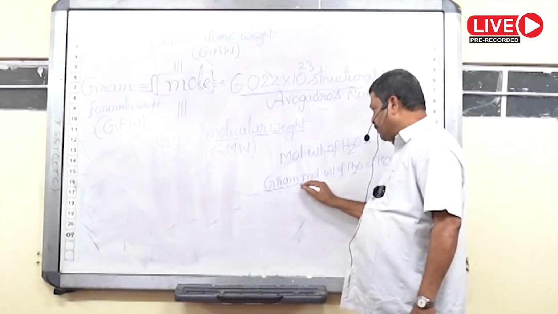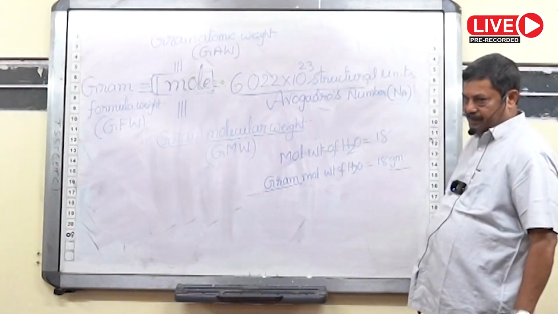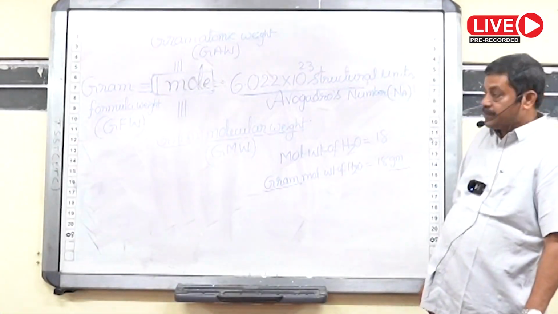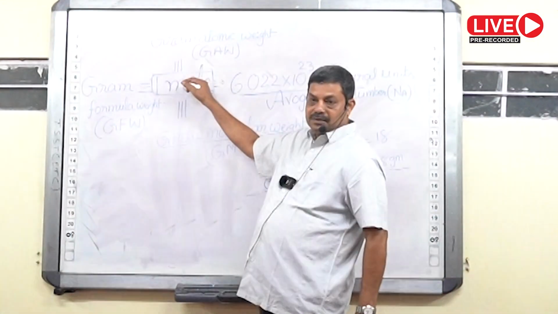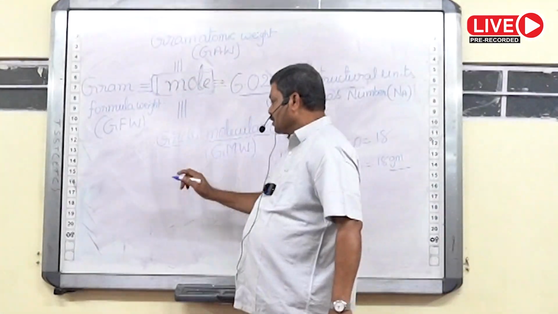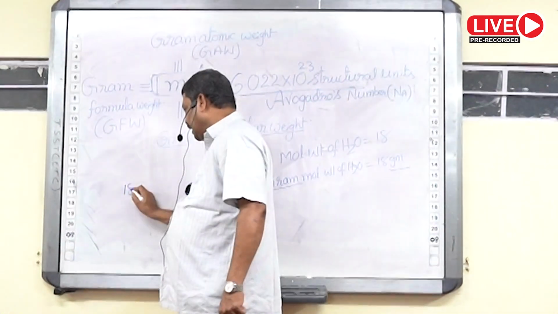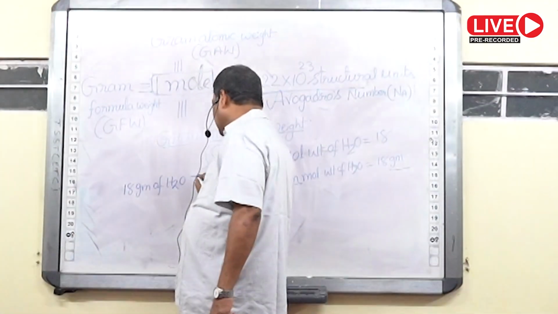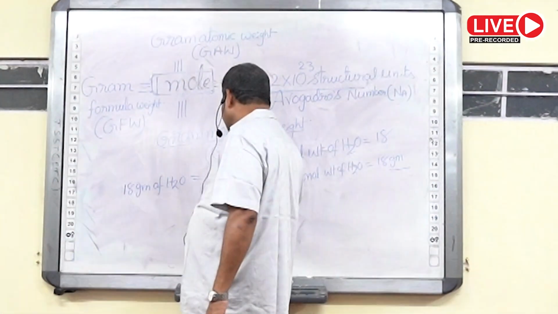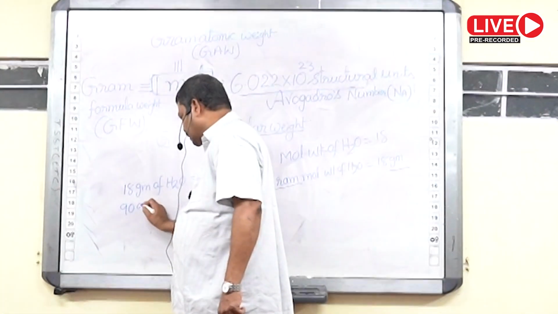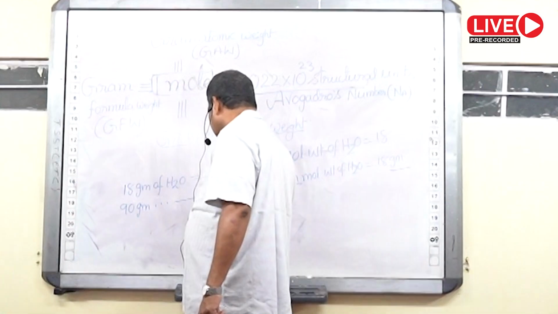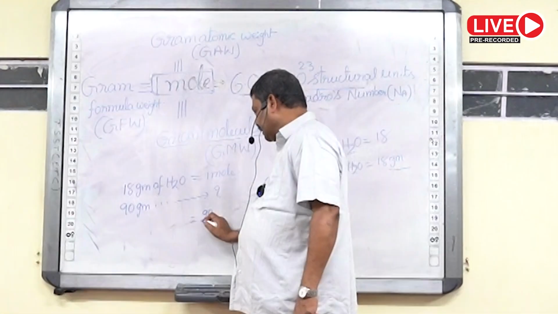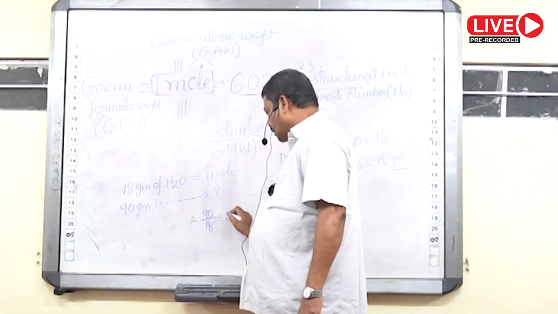When I use the word gram, here also the word gram comes. So what is the gram molecular weight of water? 18 grams. Gram molecular weight is equal to 1 mole. So 1 mole of water, or 18 grams of water, is equal to 1 mole. 90 grams of water is equal to how many moles? It is 90 by 18. That is equal to 5 moles.